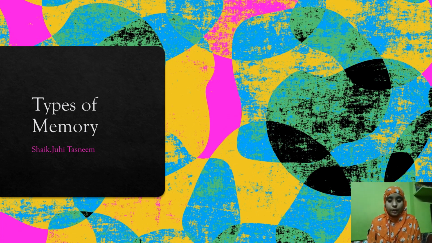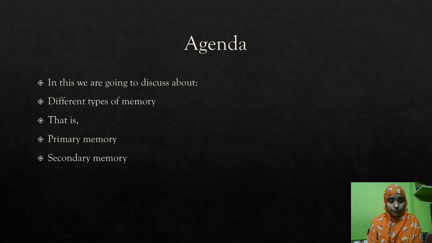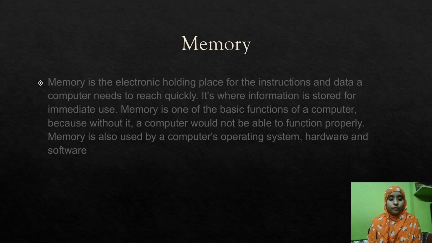Today I am going to explain about types of memory, different types of memory, what is primary memory, what is secondary memory, what are the examples of primary memory, what are the examples of secondary memory. Let us discuss about them.